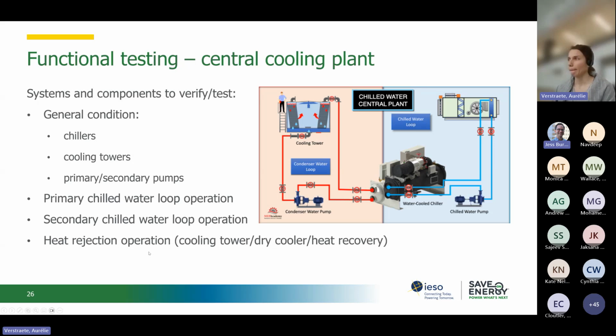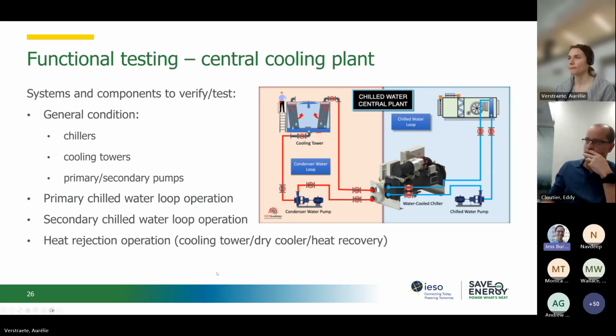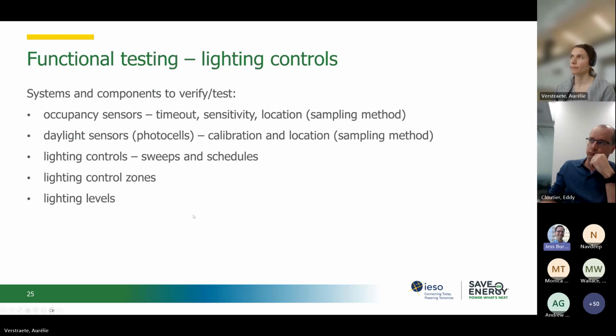Okay, I'm going to interrupt again with a question that we got, because you just mentioned for lighting controls that you could use a sampling method rather than testing every lighting control in the building. You mentioned using a sampling method for VAV boxes earlier, and we got a question from Tony: how would you extrapolate the results from using sampled VAV data to a whole building?